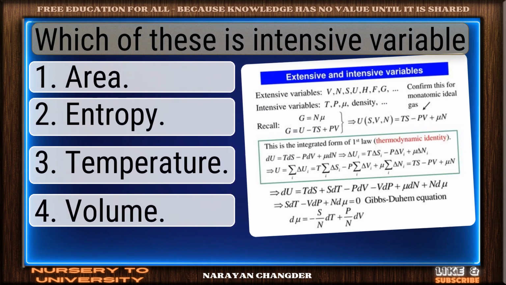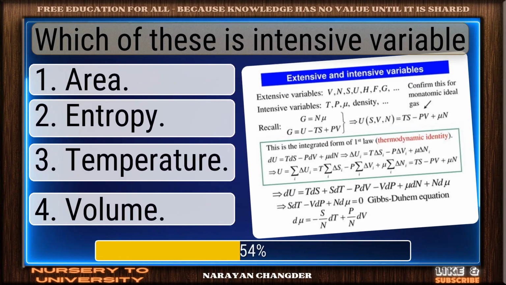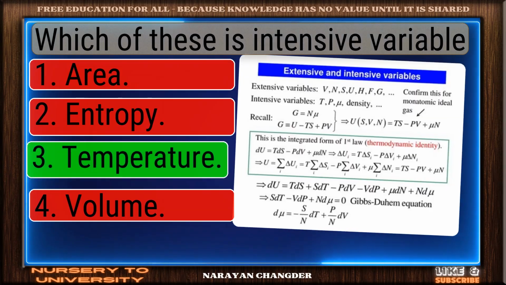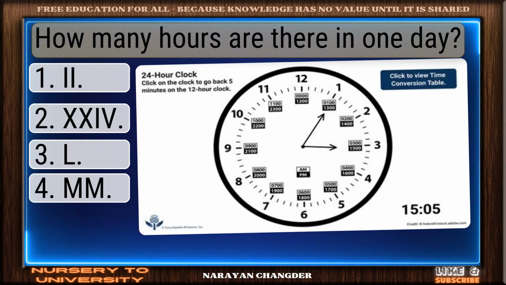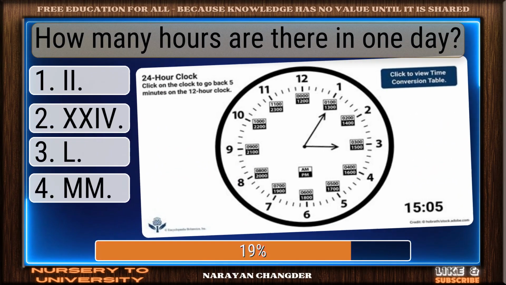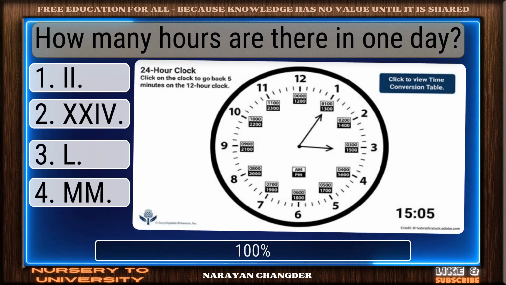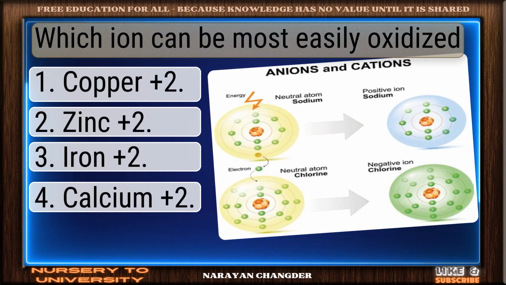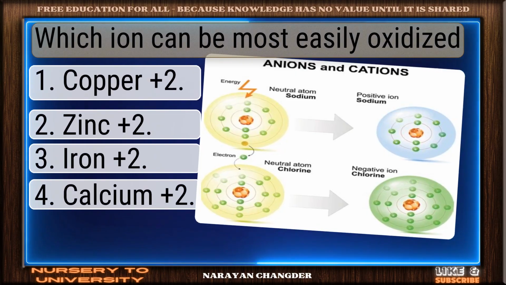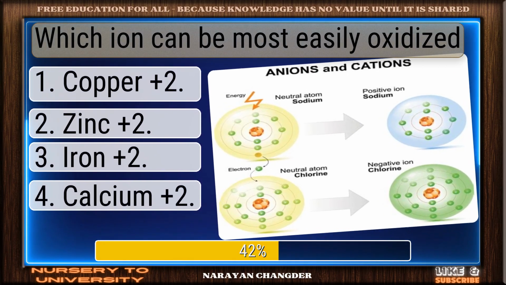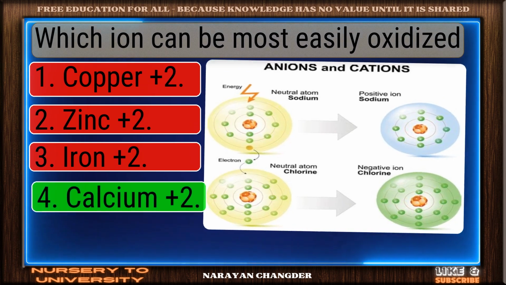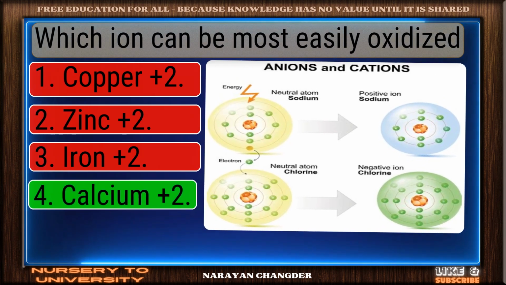Which of these is an intensive variable? Correct. Temperature is the right answer. How many hours are there in one day? Bravo, 24 is the answer. Which ion can be most easily oxidized? Clear logic. Your choice, calcium +2, is sound and 100% true.